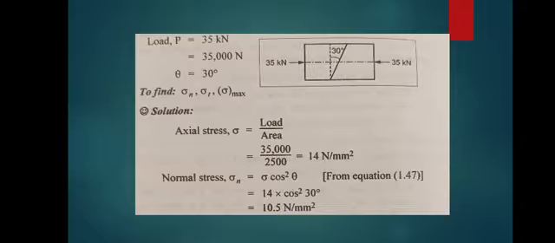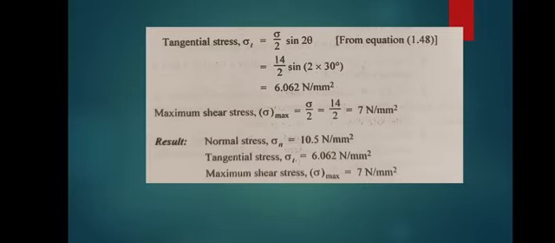Then we are going to find out the tangential stress. What is the formula for tangential stress? Sigma t is equal to sigma by 2 sine 2 theta. The value for sigma is 14. Substitute that in place of sigma. Therefore, we get 14 by 2 sine 2 into the value for theta, that is 30 degree. Therefore, 2 into 30. Substitute the value and find the answer for sigma t. The answer is sigma t is equal to 6.062 Newton per mm square.